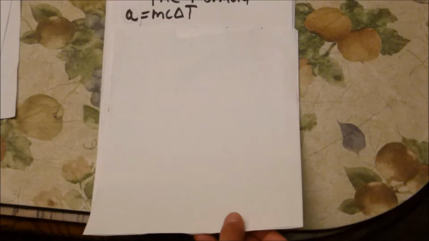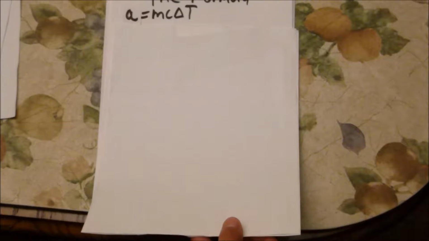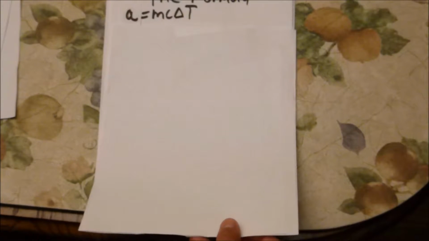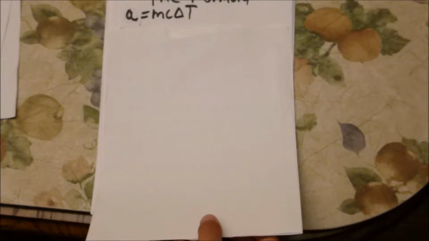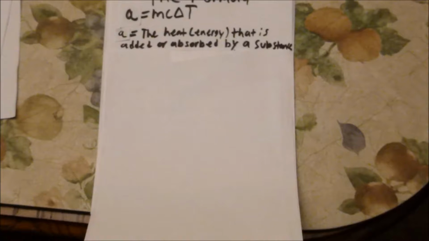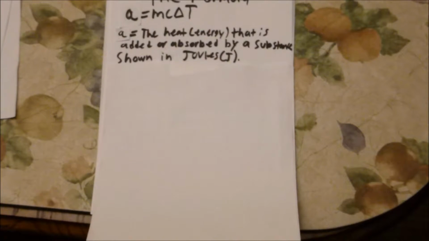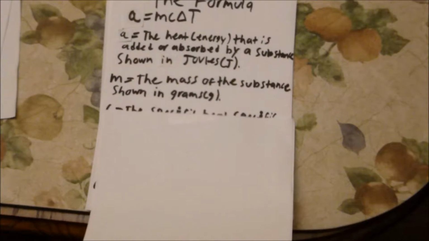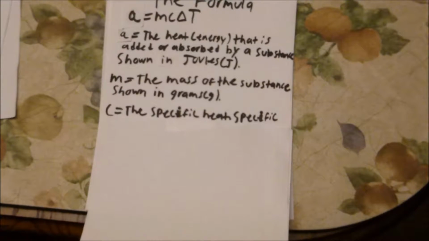In order to find this heat change, you must know the formula, which is Q equals M times C times delta T, or an easier way to remember it is Q equals MCAT. So what is Q? Q is the heat that is added or absorbed by a substance, which is shown in joules. M is the mass of the substance, which is shown in grams. C is the specific heat.